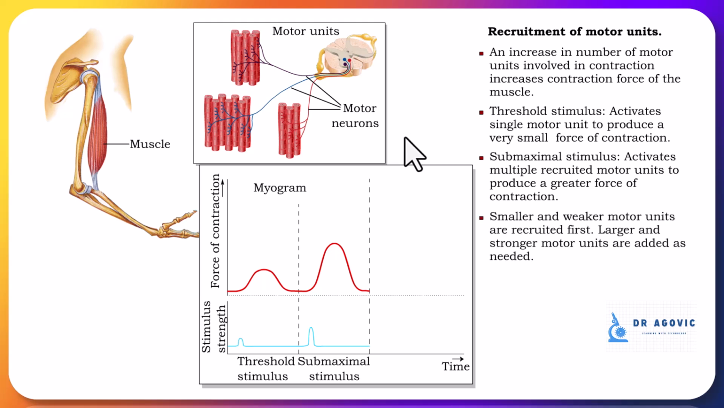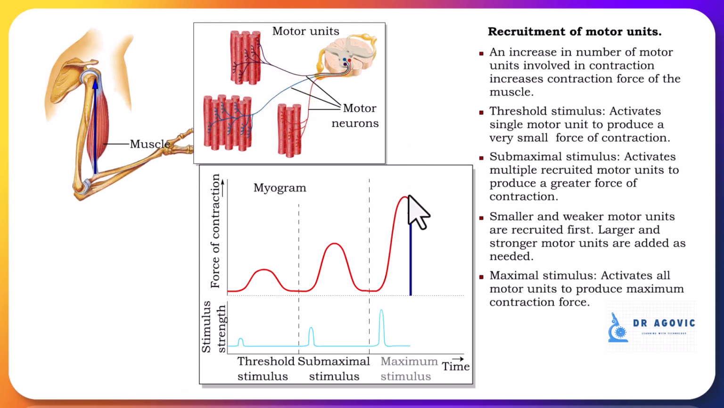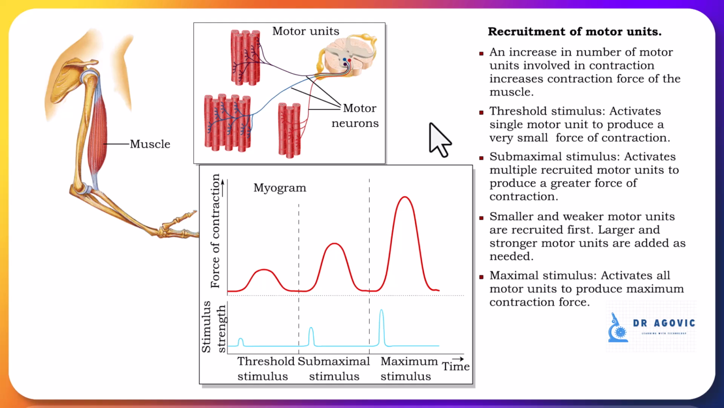Stronger motor units are progressively added as more force is required and precision is less important. When all the motor units are activated simultaneously, the muscle generates a maximum contractile force. A muscle under maximum stimulus can only contract for a short time.